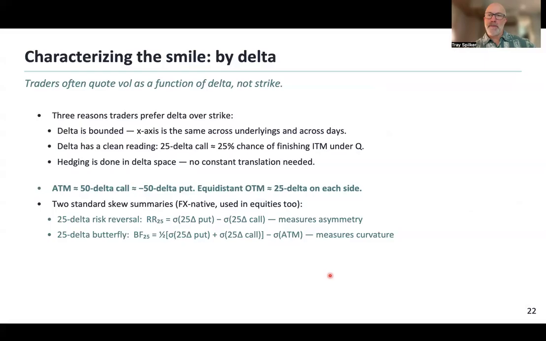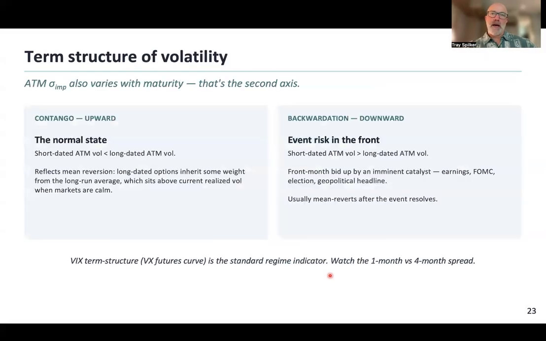So far we've talked a bit about the smile at a fixed maturity, but implied volatility also varies with maturity itself. So hence we're going to talk about the term structure of volatility. Now, the 30-day at the money volatility and the 1 year at the money volatility on the same underlying asset are typically different. The shape of the implied volatility with respect to time is this volatility term structure.